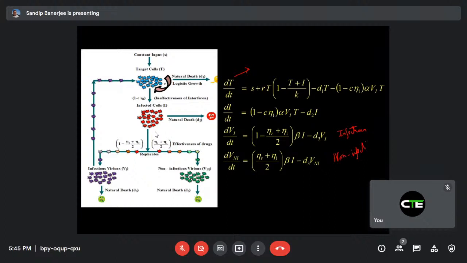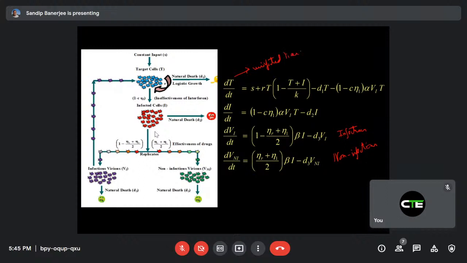Why is it categorized between infectious and non-infectious? Because as I told you, the virus will be in your body in the latent stage, hence the word non-infectious. And once it becomes active, it becomes infectious.